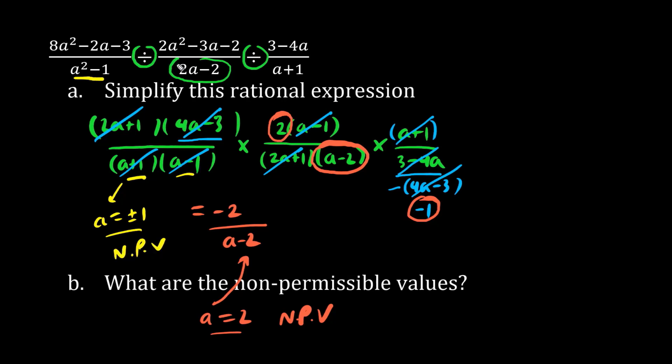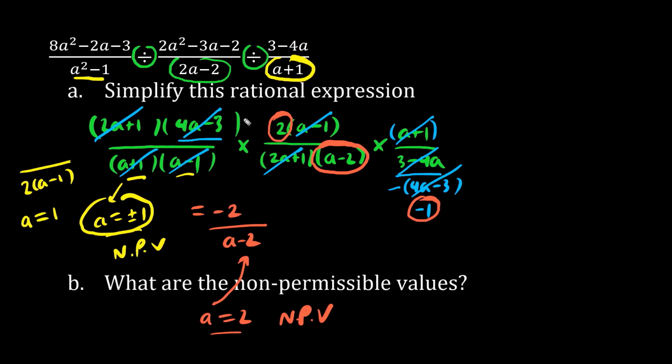We had 2a minus 2. When we factor it, 2a minus 1 is the denominator. So we already said that a equals 1 is a non-permissible value. Furthermore, we have a plus 1 can't be 0. So we already took care of that. A equals plus minus 1 are our NPVs.